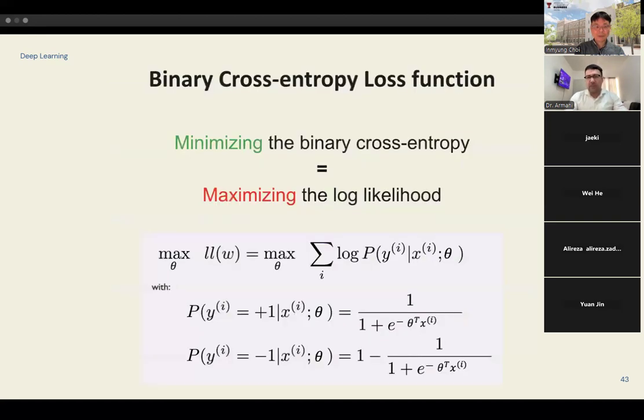So it can easily be verified that minimizing the binary cross entropy is equivalent to maximizing the log likelihood that we do in logistic regression. And that is exactly why the multi-perceptron that we saw is equivalent to a multivariate logistic regression.